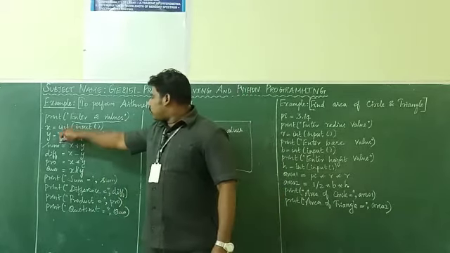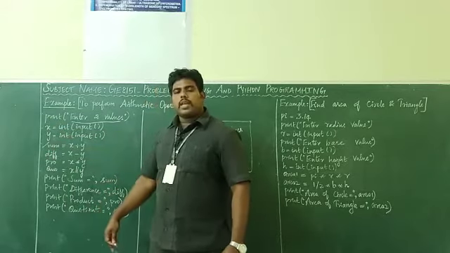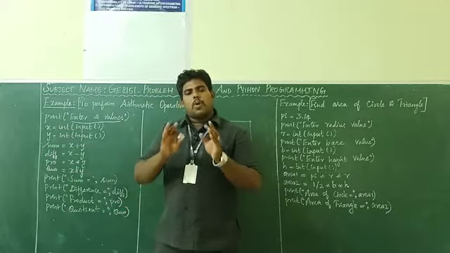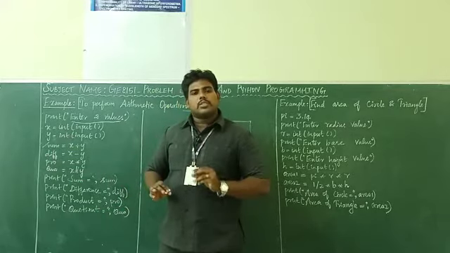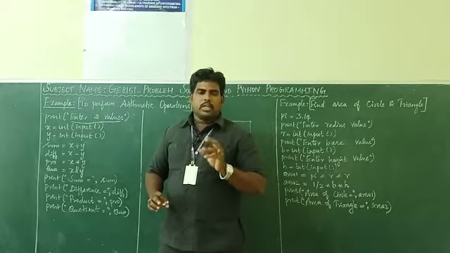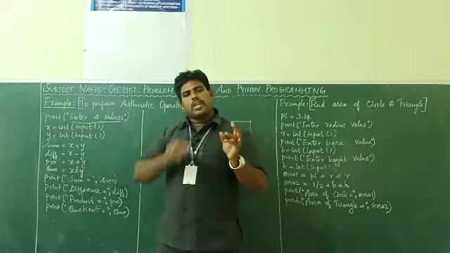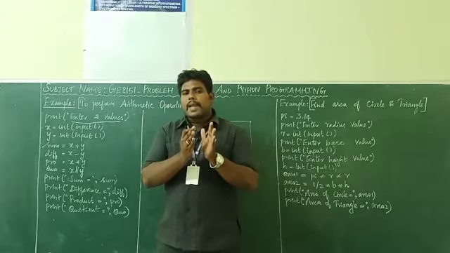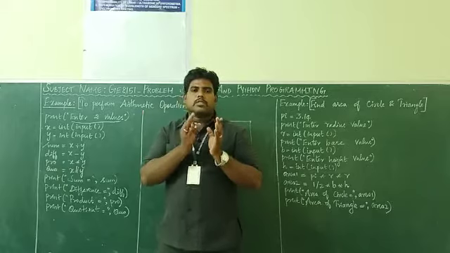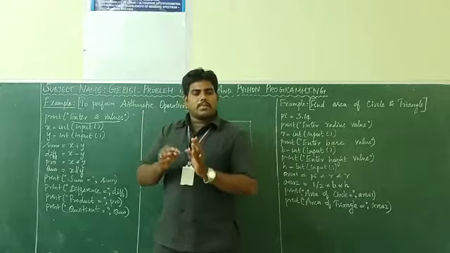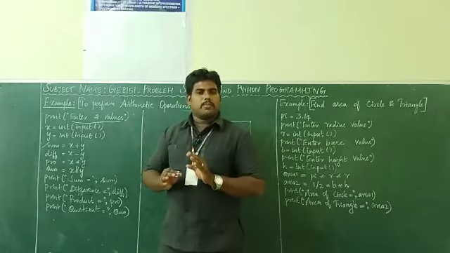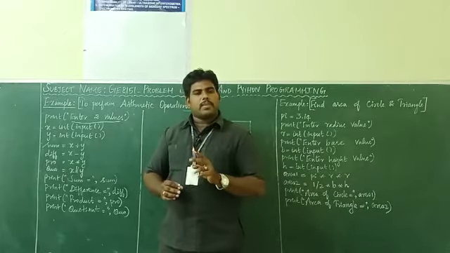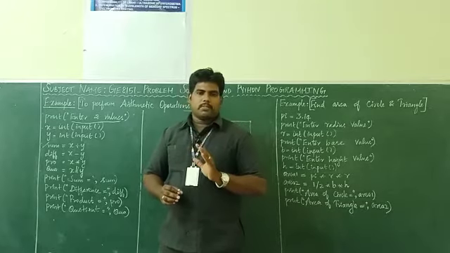Yes, what is the next line? Input. For performing addition, subtraction, multiplication, division, how many inputs are required? I need at least two inputs, two numbers, right? How many variables are required? For storing the sum, I need one variable. For storing the subtraction, one variable. For the multiplication, one variable. For the division, one variable. So 6 variables: 2 variables for storing the two values, and 4 variables for storing the answers.